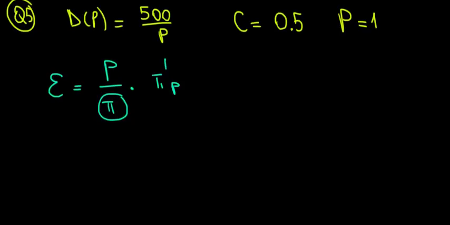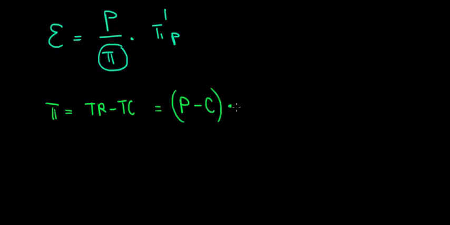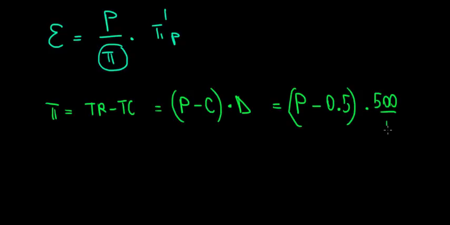And let's see, what's our profit function? Well, our profit function would be the difference between revenues and costs. So let's say total revenues minus total costs. And how can we write total revenues minus total costs? Well, that's the price that we charge relative to the cost that we incur, so that's our markup, times the quantity demanded, so times the demand. What's the price? Well, we know that the price is going to be, let's say, P, minus the cost 0.5, times the demand, and the demand is a function of price, which is equal to 500 over P.